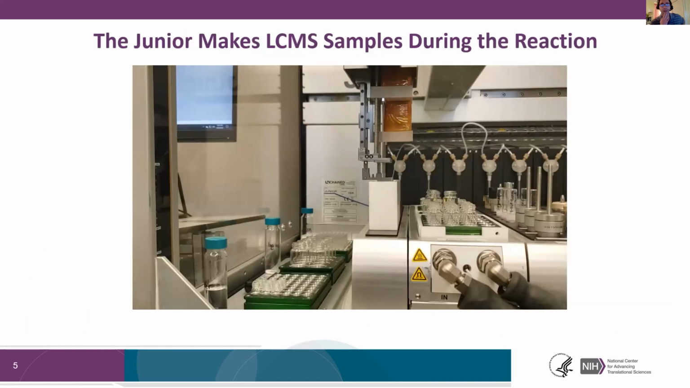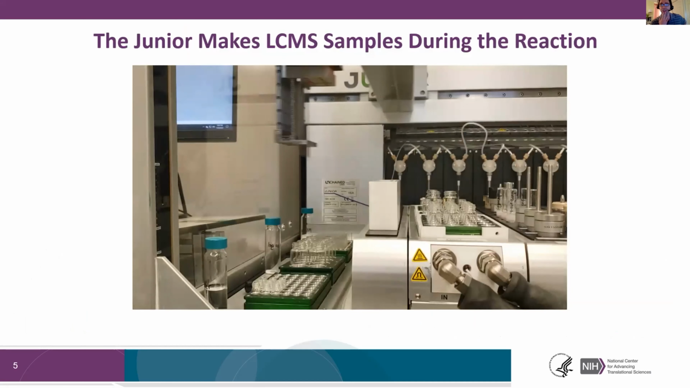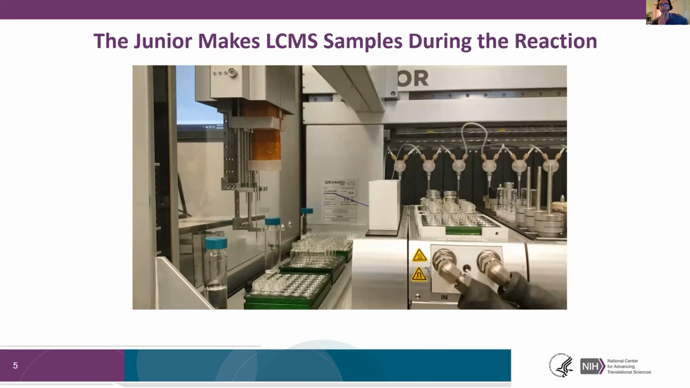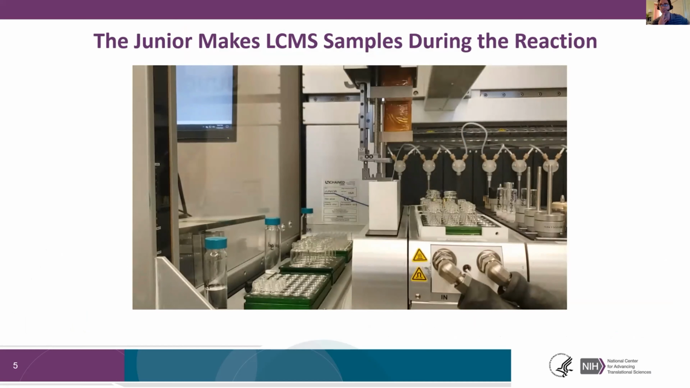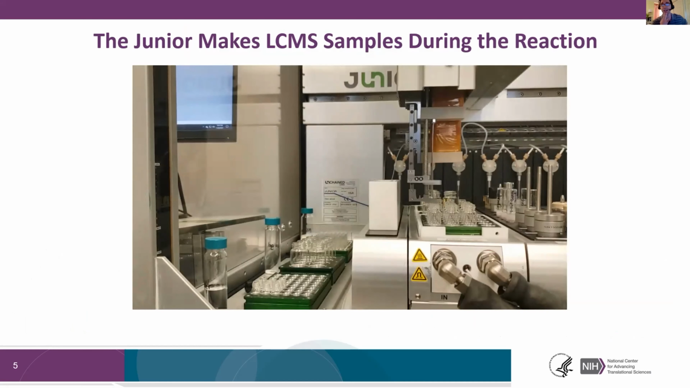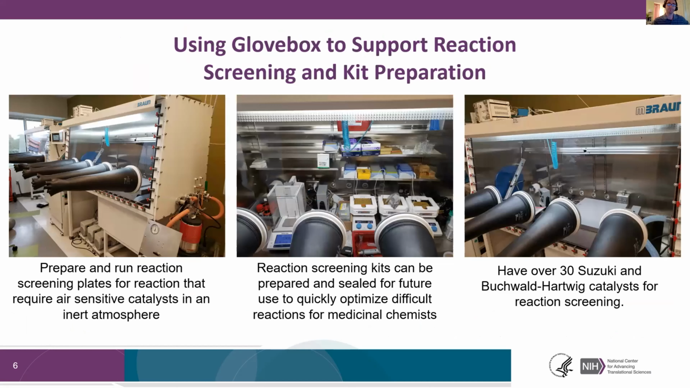The Junior can also sample during the reaction, so you can do a time course. You can take an aliquot of your sample into a quenching solution or into an LCMS vial so that it can be monitored as the reaction is progressing.